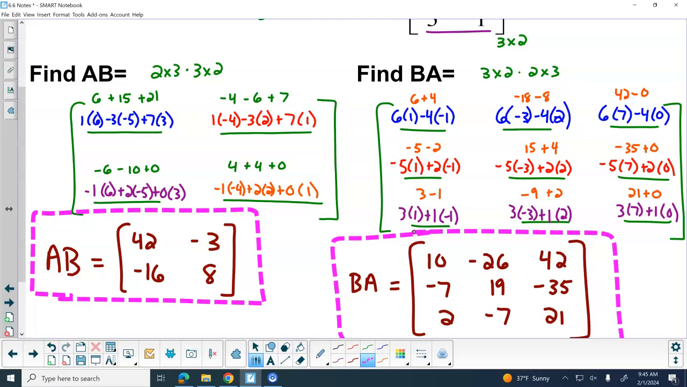Again, order matters with matrix multiplication, because we multiplied the same two matrices in different orders and got very different results.